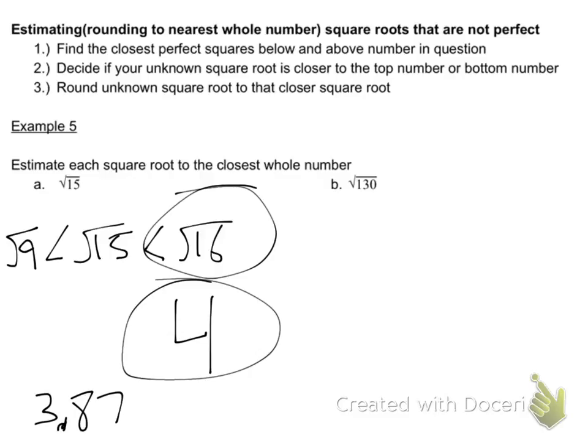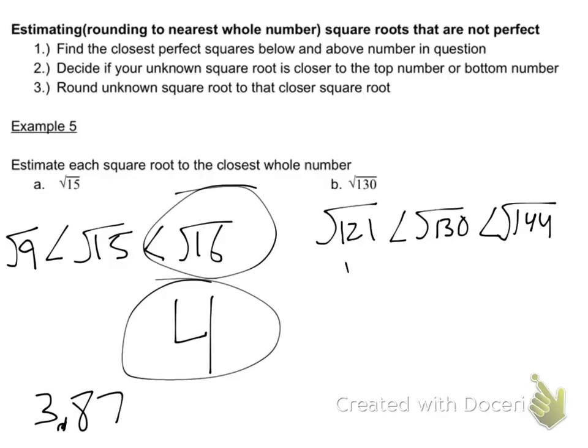Do the same thing with 130. 130 is not going to turn out nice. 130 is between what two perfect squares? 144 on the top side and 121 on the bottom side, which means it's either going to be 11 or it's going to be a 12, right? When I round it, 130 is closer to which one? 121. So therefore the answer is 11.